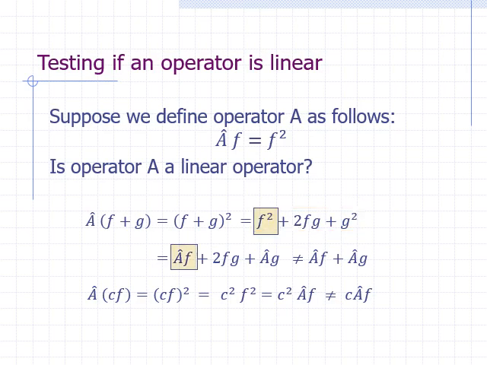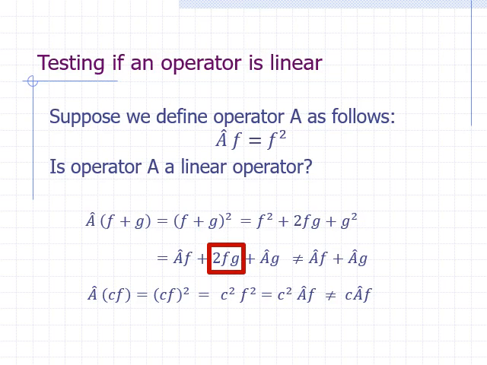But f squared is what you get when you apply operator A on f, and g squared is what you get when you apply operator A on g. So, application of operator A on f plus g is not equivalent to applying A on f and g separately. We have this extra term, 2fg, which in general is not going to be 0.